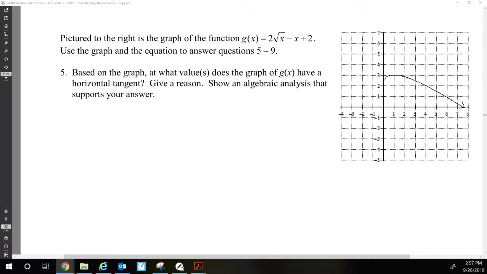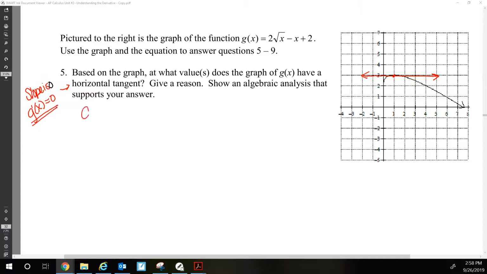A horizontal tangent line looks like it occurs about here, but we want to prove that analytically with algebra, right? So in order to prove that, we want to find, first of all, what is the slope of a horizontal tangent line? Well, the slope of a horizontal tangent line is 0. Remember, the derivative is the slope of the tangent line. I want to know where the derivative is equal to 0. That's what they're asking me to find.